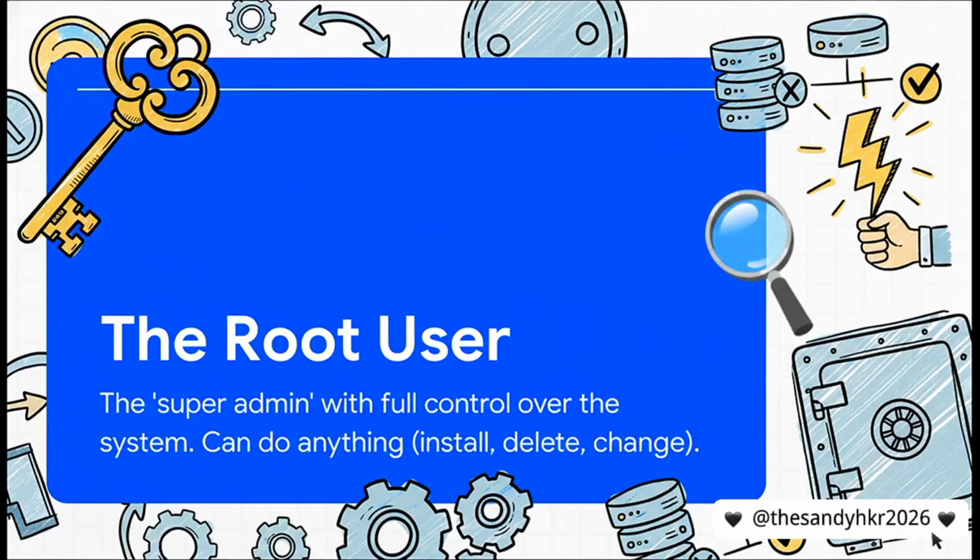At the very top, we have the root user. This is the CEO, the boss, the super admin. Root has the master key to every single room in the building. It can do literally anything: install software, change critical system files, even delete everything. This account has ultimate power, so you've got to be super careful when you use it.